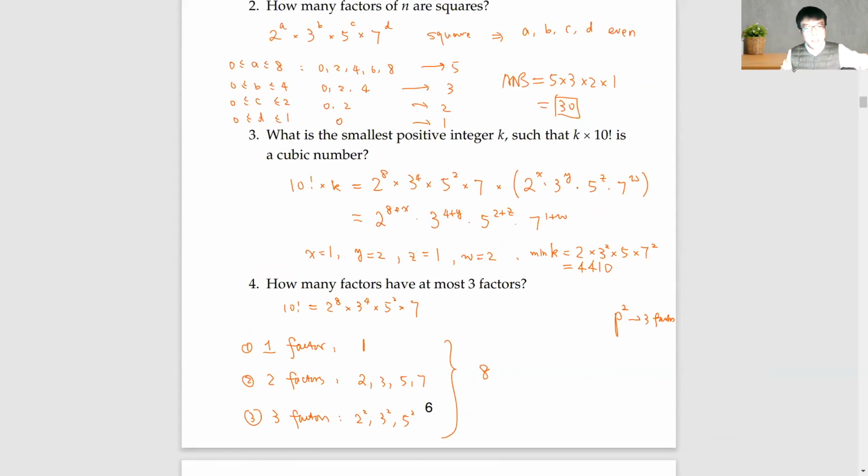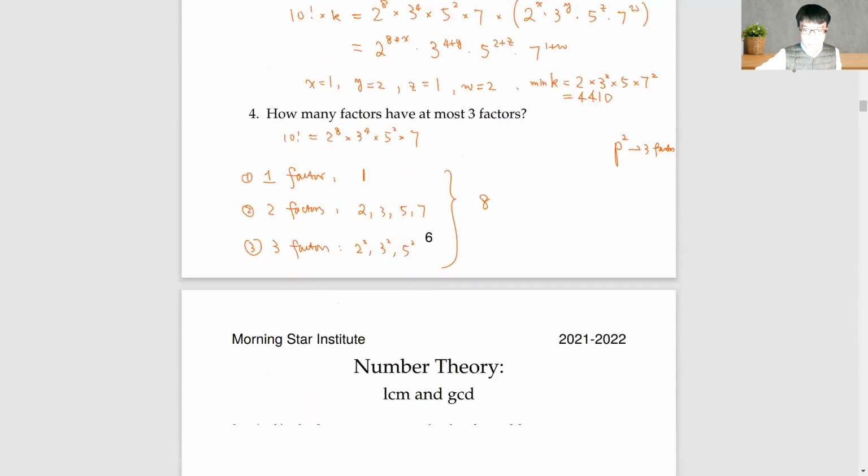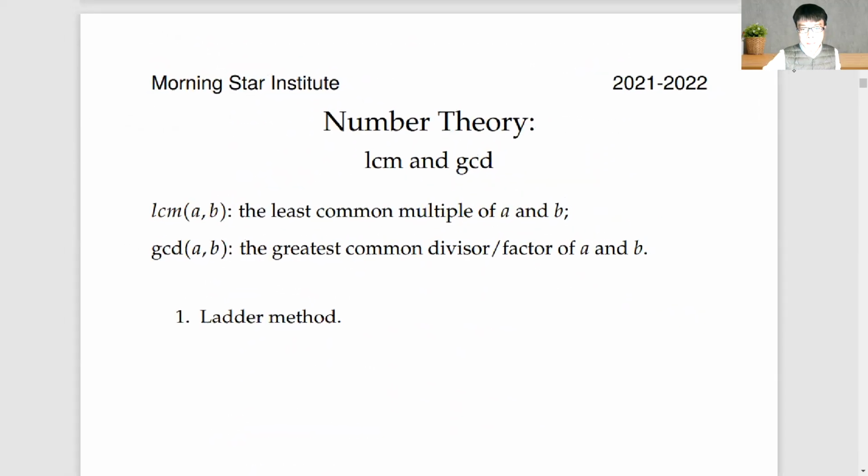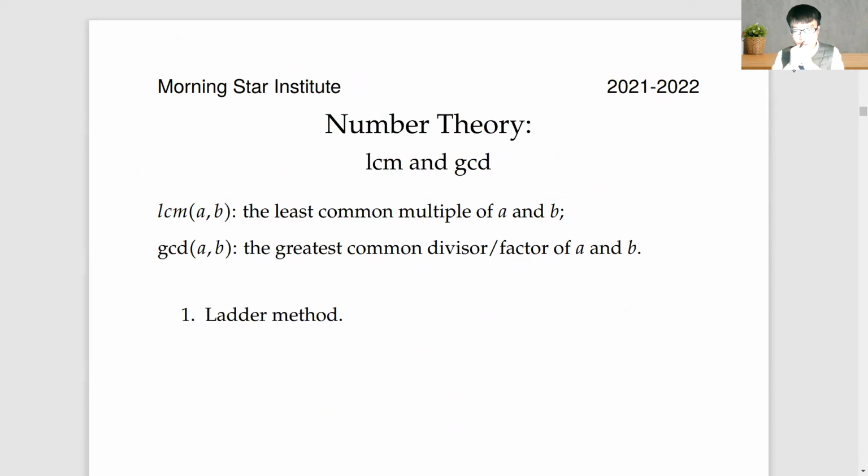So next part, let me talk about something called LCM and GCD. That's also an important topic in AMC. LCM means the least common multiple. Okay, for example, we have 2 numbers, A and B. In general, we could have many numbers. Here, let me just take 2 numbers, A and B. The least common multiple of A and B, we denote by LCM(A, B). It's a multiple of A and a multiple of B, but the smallest value. GCD means the greatest common divisor of A and B, or greatest common factor of A and B.